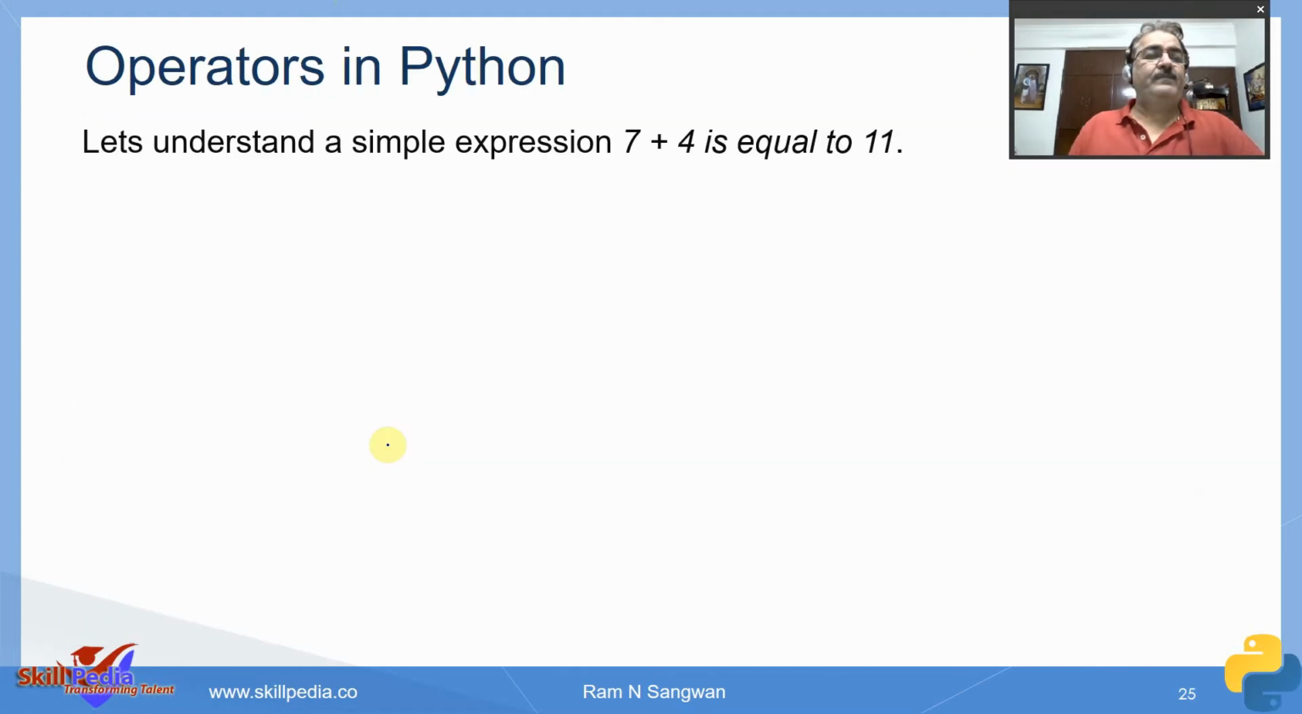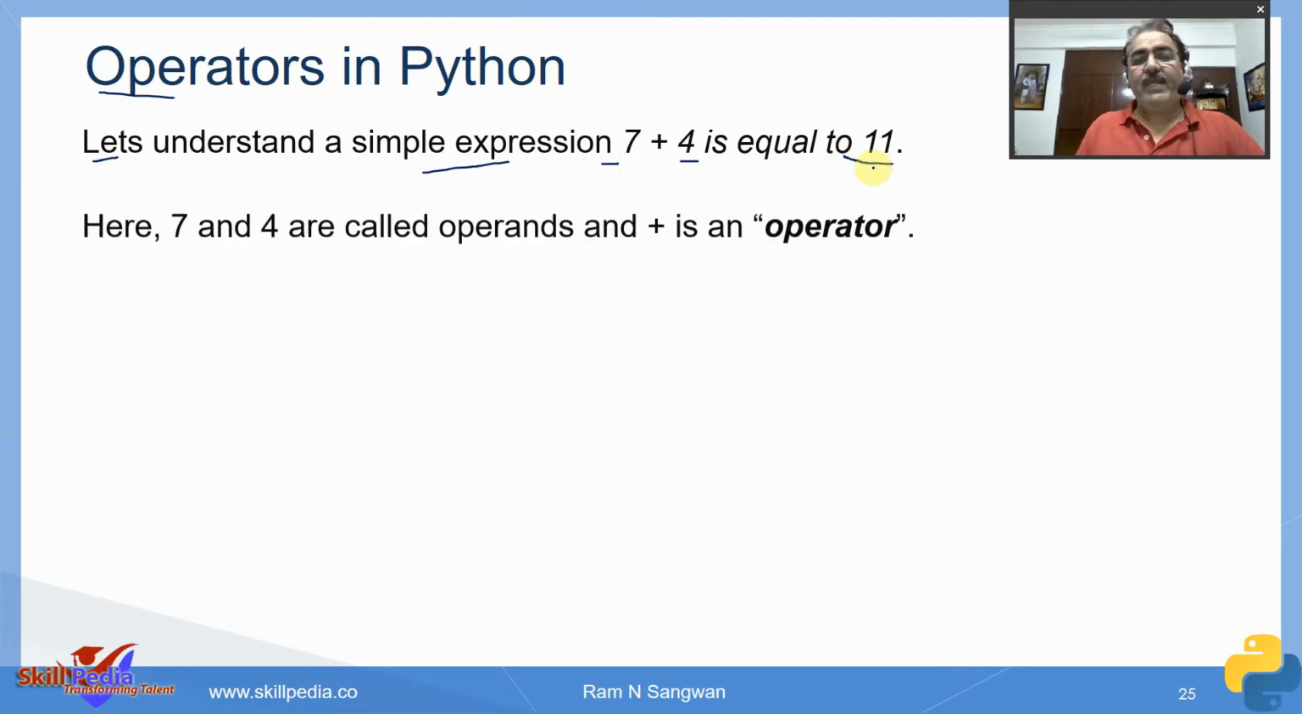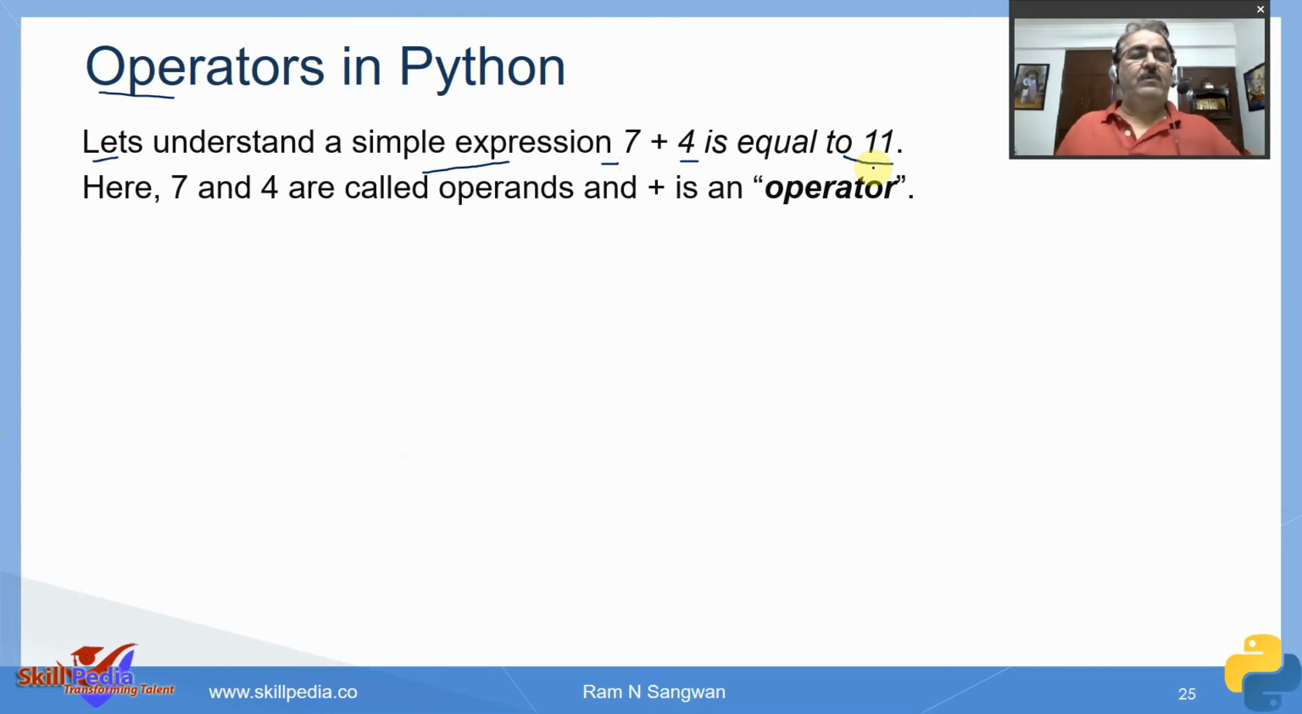Operators in Python. We have a dedicated session on operators and mathematics, so we are just looking at the overview of it. Let's understand a simple expression, 7 plus 4 equals 11. Very basic, I am discussing right now. Here 7 and 4 are called operands and plus is called an operator.